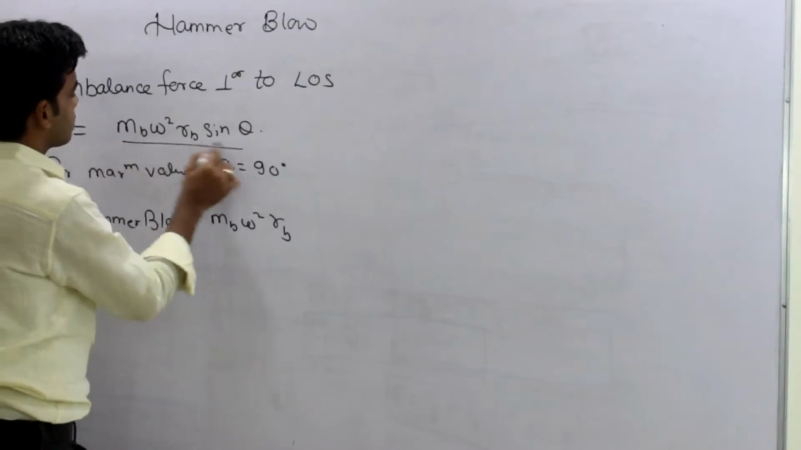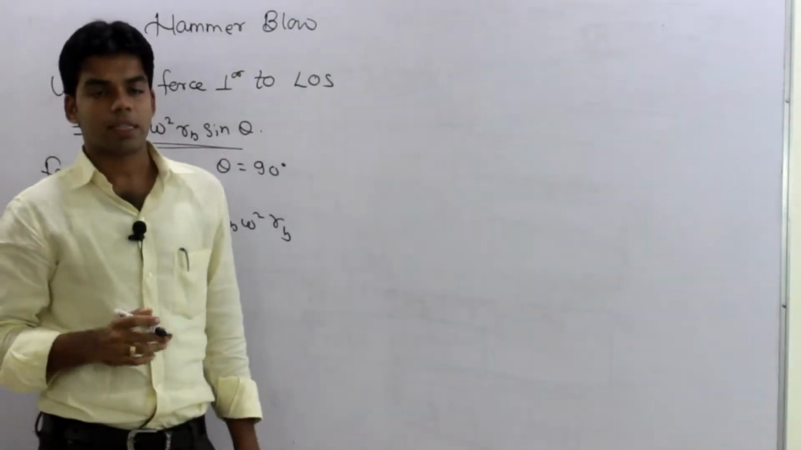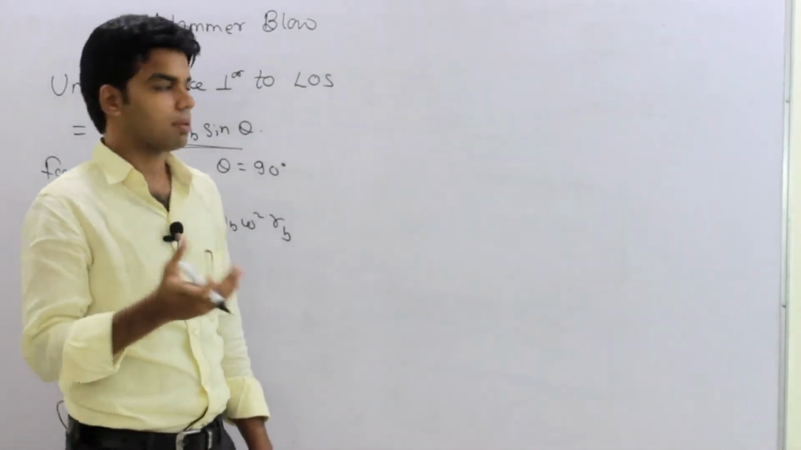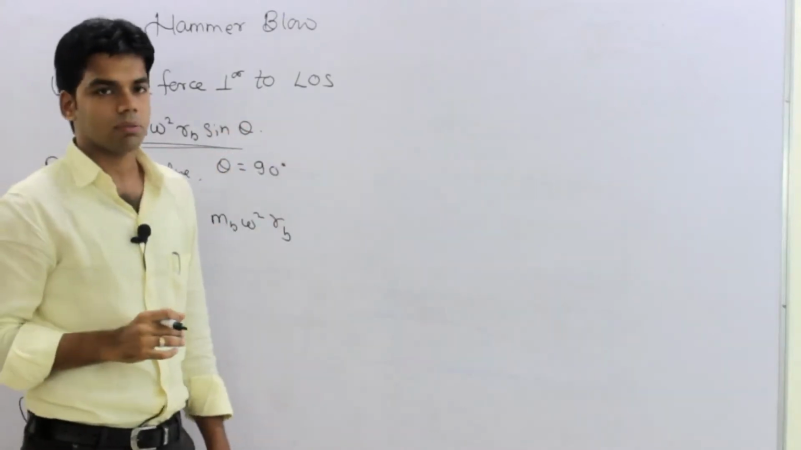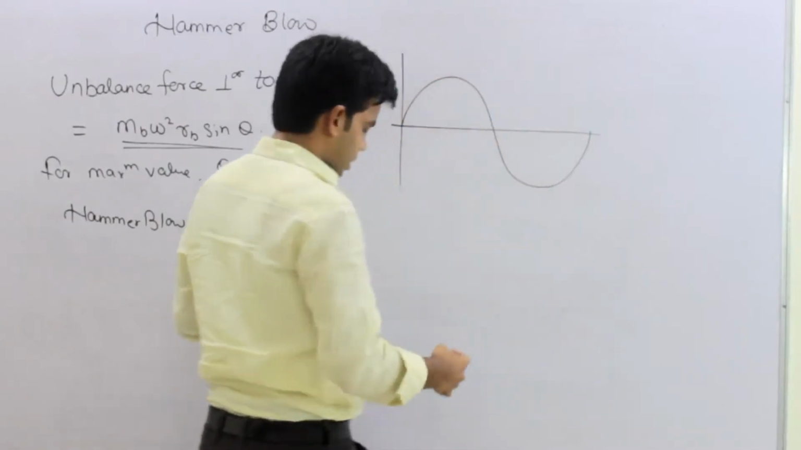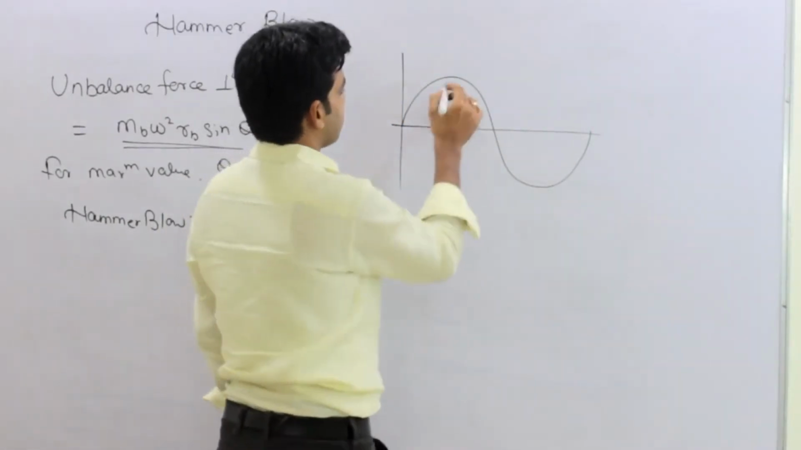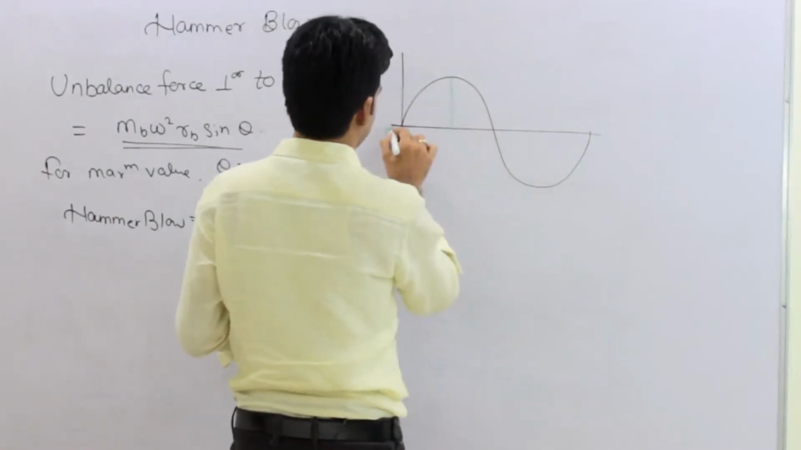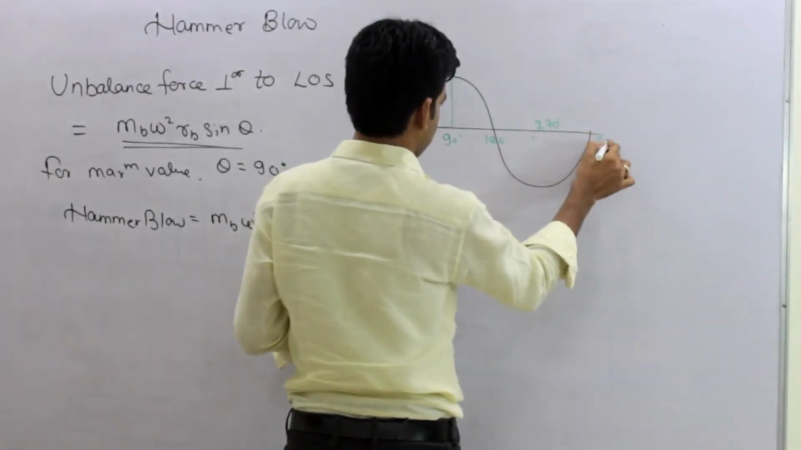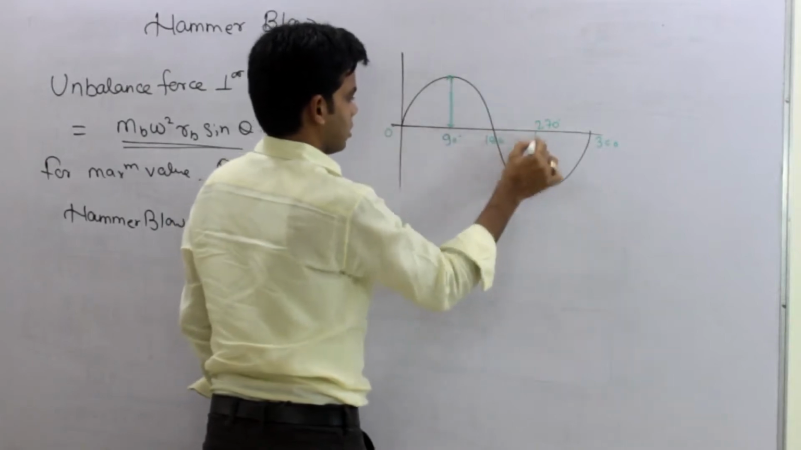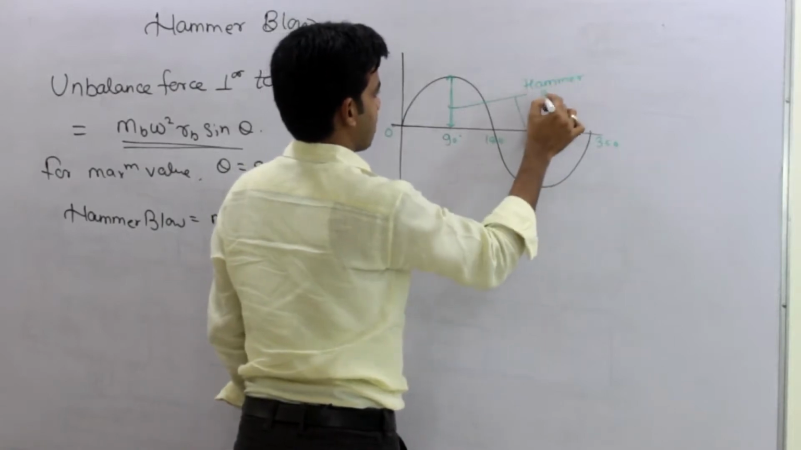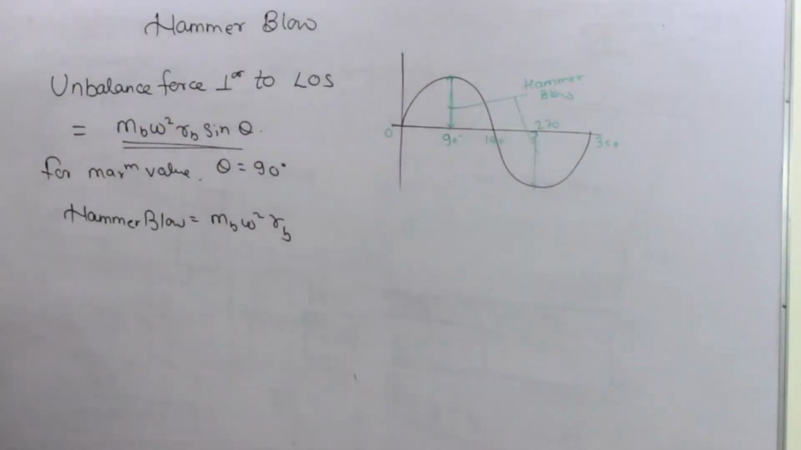Actually the value of this unbalanced force is m_b omega square r_b sine theta. Sine theta depends on theta, which is varying, so when sine theta is maximum this will be maximum, and when sine theta is minimum this will be minimum. So this will follow a sine curve, like this. The points are 0 degree, 90 degree, 180 degree, 270 degree and 360 degree, and the maximum value is nothing but the hammer blow. Getting this or not? Okay, so this is the hammer blow.